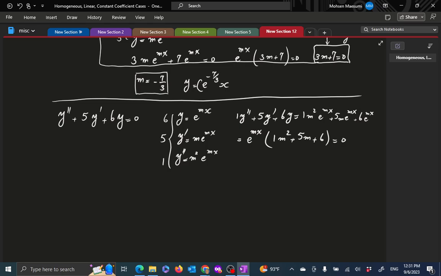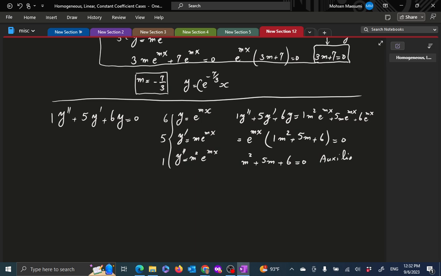Notice that again, this equation is exactly what I had here. The leading coefficient is 1 over here. So again, the exponential is not 0. It never becomes 0. And the only way I can satisfy this equation is to have this quadratic equation. Well, that is going to be our auxiliary equation now.